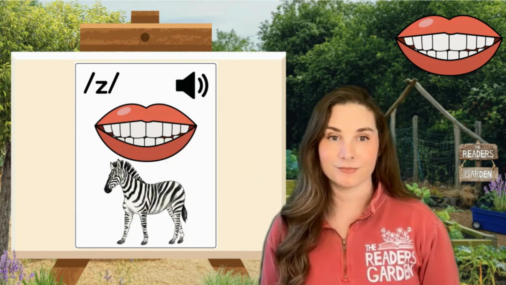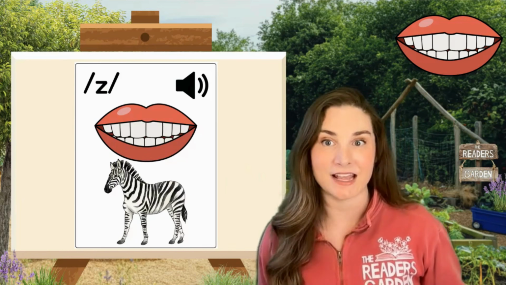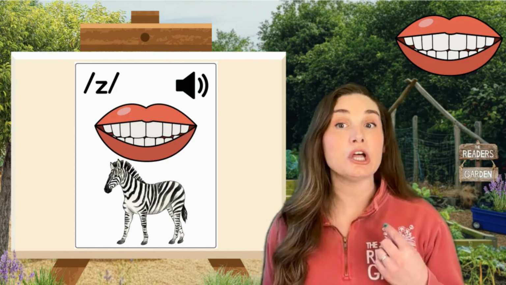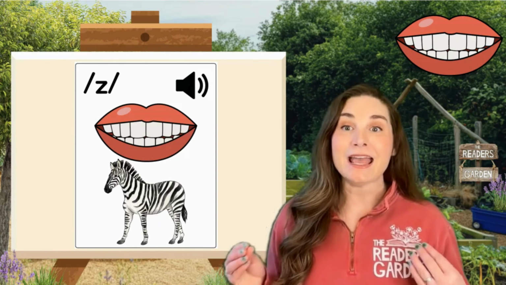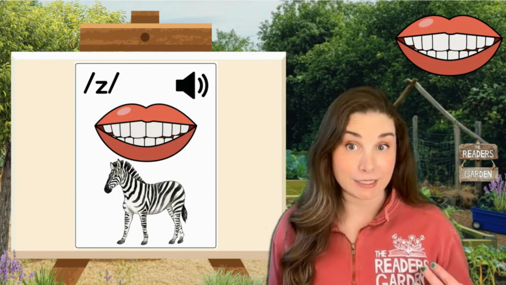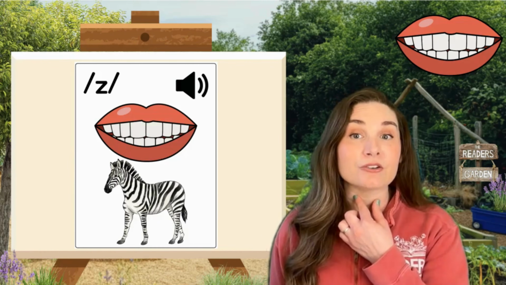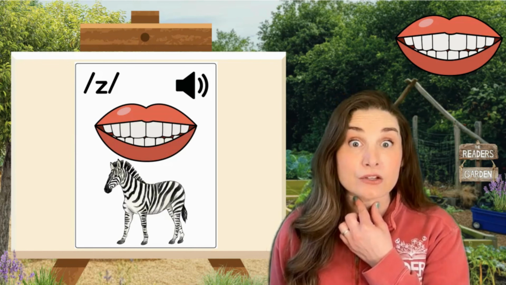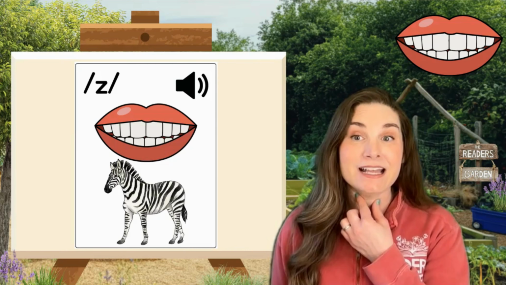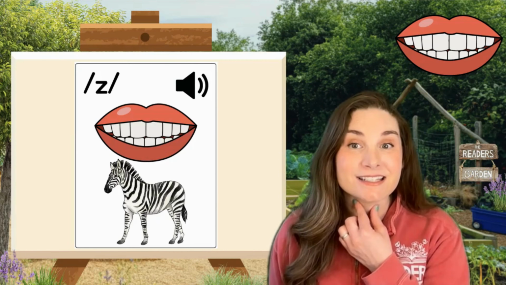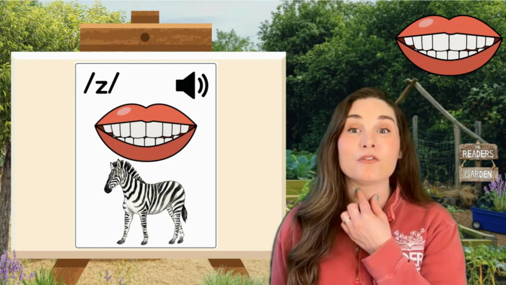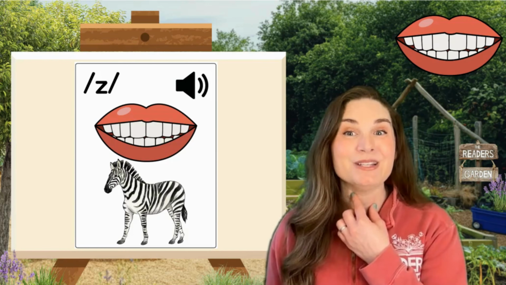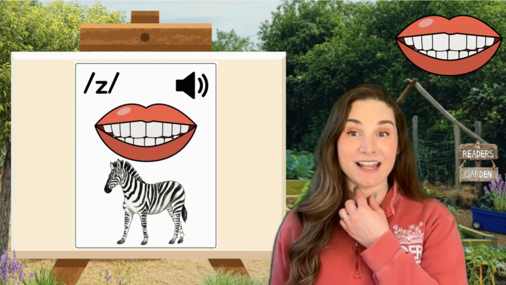To make the Z sound, place your tongue close to the top of your mouth and gently let your voice buzz. Try putting your hand on your throat and see if you can feel those vibrations. Let's try it. Zzz, zzz. That's your voice turning on to make the Z sound.